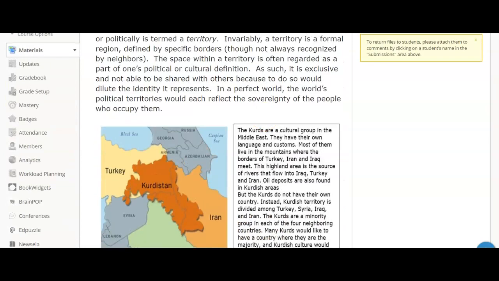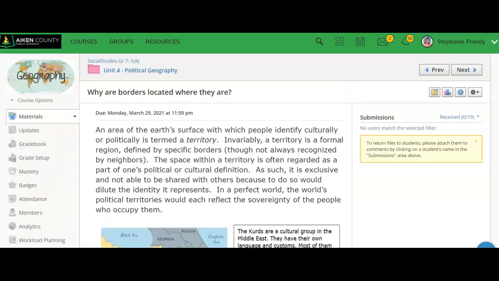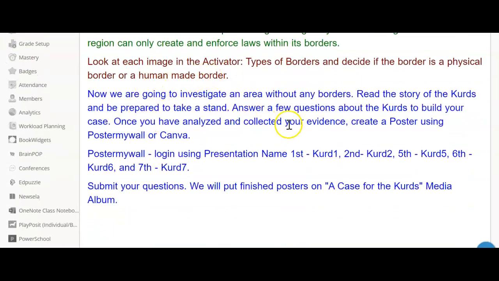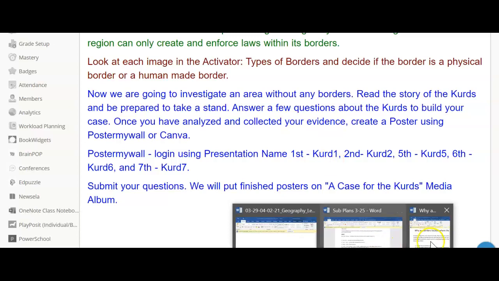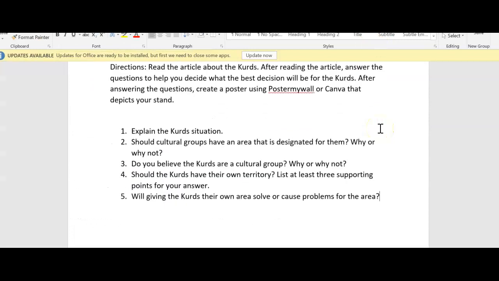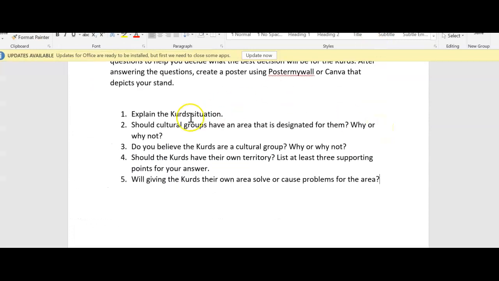All right, so let me go back to our page where I've taken notes for today's class. Okay, so we've done this part. Now, what you're going to do is go to the document part of the assignment. Choose My Document and Edit. Here you will find a set of questions. You are going to use these questions to help you collect information about the Kurds. Okay, so you're going to explain the Kurd situation.